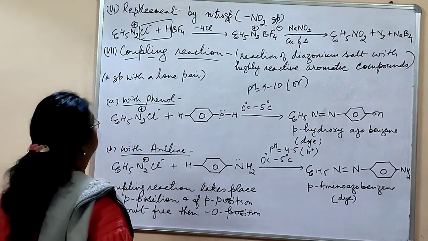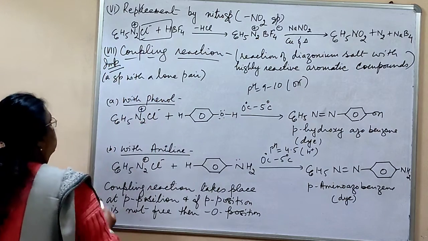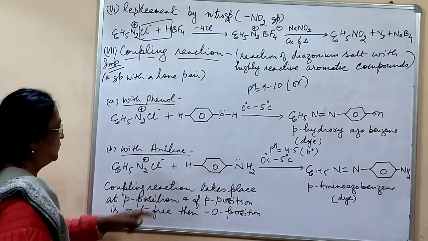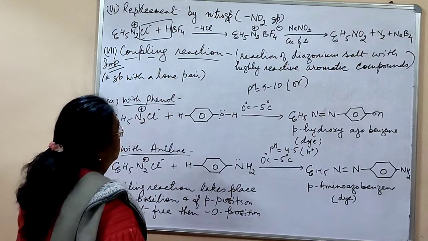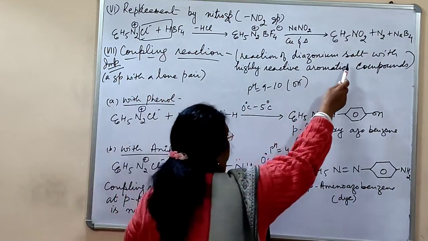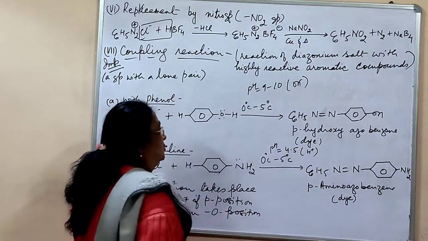Next reaction is coupling reaction. Coupling reaction is very important, and it is a test for diazonium salt also. It is also a test for phenol and for aniline. So coupling reaction means reaction of diazonium salt with highly reactive aromatic compound.